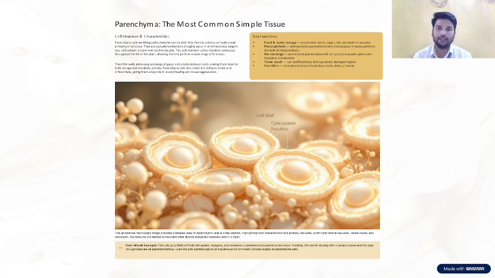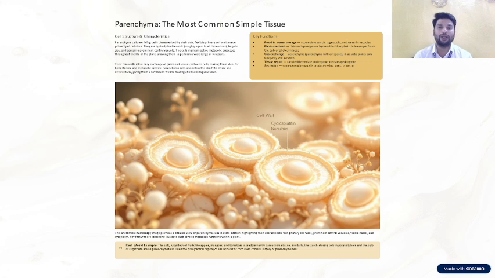Parenchyma cells are living cells characterized by their thin, flexible primary cell wall made of primary cellulose. They are typically isodiametric, roughly equal in all dimensions, large in size, and contain a prominent central vacuole. The cells maintain active metabolic processes throughout the life of the plant, allowing them to perform a wide range of functions. Their thin wall allows easy gaseous exchange and solute movement between cells, making them ideal for both storage and metabolic activity.